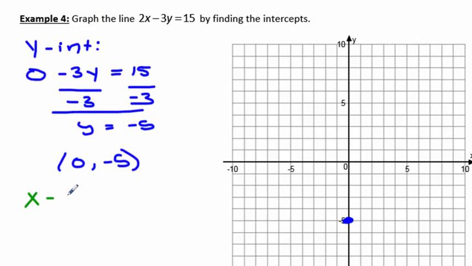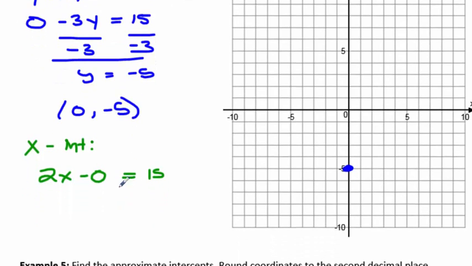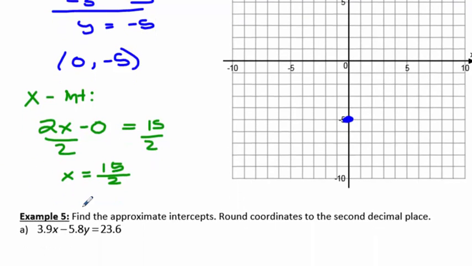So for the x-intercept, we're plugging 0 in for y. So I'm going to have 2x minus 0 equals 15. 2x minus 0 is just 2x. So we're going to divide both sides by 2. And we get that x is equal to 15 halves. And so my x-intercept is the ordered pair 15 halves, comma 0.